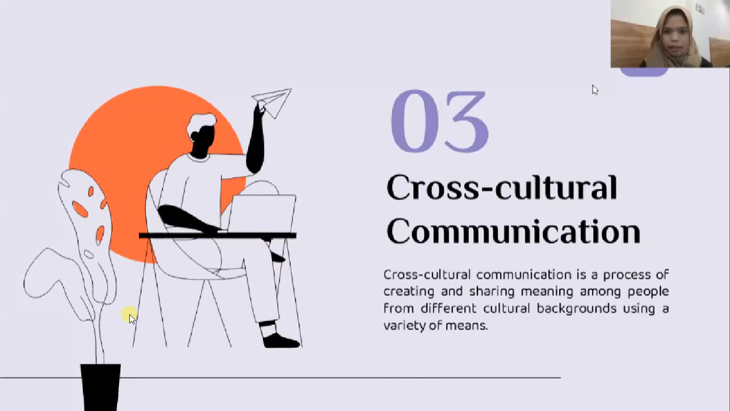The next material is about cross-cultural communication. Cross-cultural communication is a process of creating and sharing meaning among people from different cultural backgrounds using a variety of means. The term cross-cultural communication is used interchangeably with intercultural communication at times. However, they are different based on the focus of the research: intercultural communication focuses on the interaction with different cultures, while cross-cultural communication focuses more on comparisons of different cultures. Different cultures have different views of value, which affect the criteria of politeness and lead to differences in various aspects, such as the first one. Next slide.